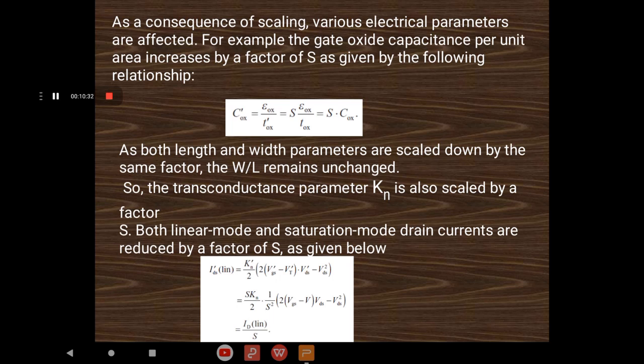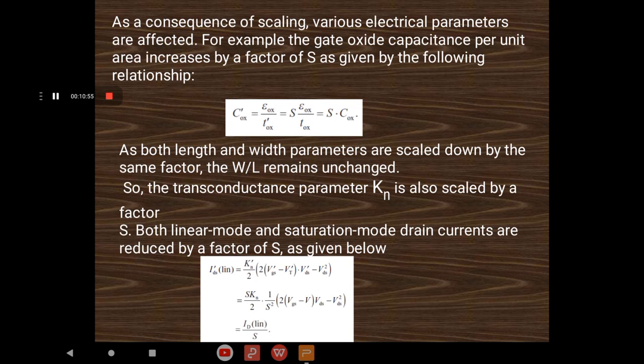as well as coming to the length and width, the performance parameters also scale down by a factor of S. Therefore, W by L remains unchanged, because W is scaled by S and the length is also decreased by a factor of S. Therefore, the ratio of W by L is maintained unchanged. So the transconductance parameter Kn is also scaled down by a factor S.